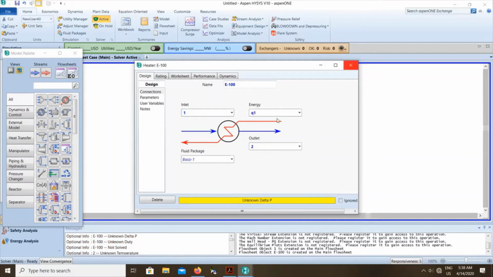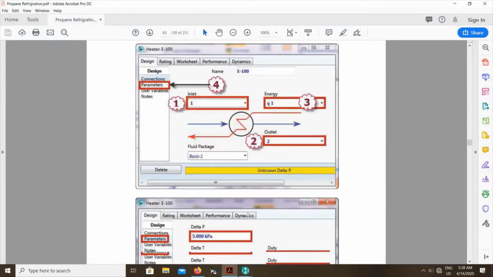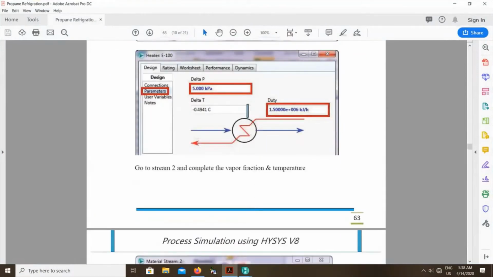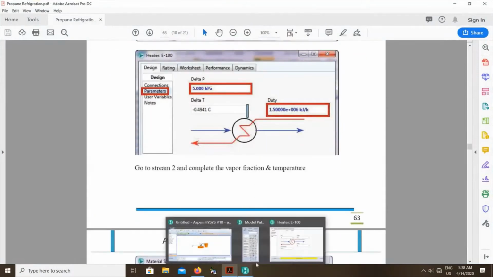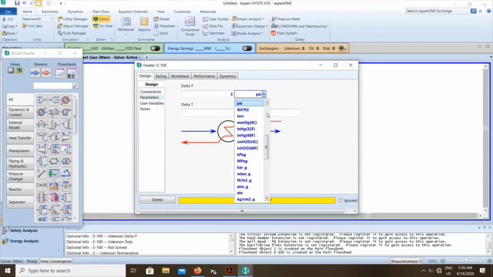Okay, once we provide this information, what they're asking is how much is the pressure drop. Luckily we have the information for the pressure drop. We have two pieces of information for this evaporator: one is the pressure drop and second is the duty. So we need to provide the pressure drop in parameters. That will be 5 kilopascal. Make sure you have this proper unit.